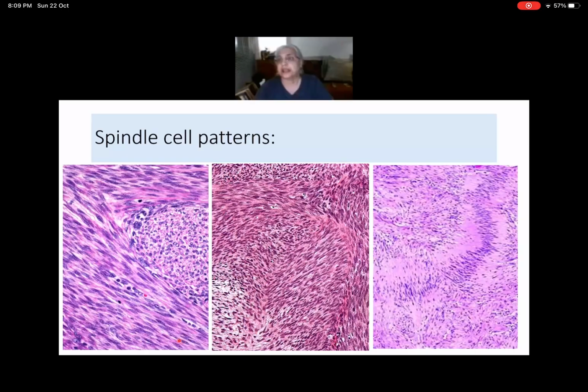Sudesh? Yes, ma'am. Why is this a fascicle? The nuclei are running parallel to each other. Yes, the cells are running parallel to each other, but they are also parallel to the direction in which that whole bundle is placed. That's why it is a fascicle.